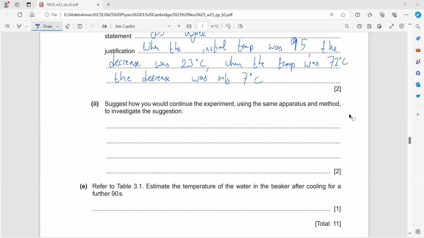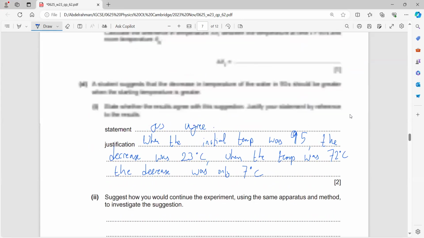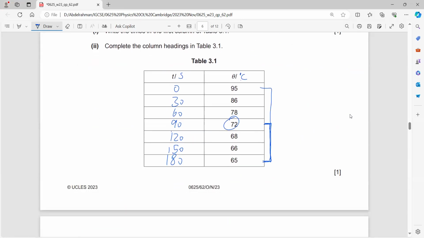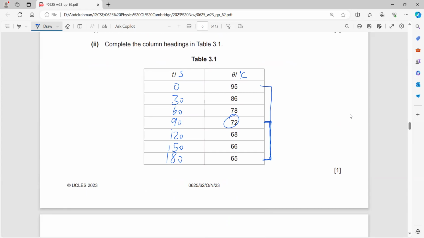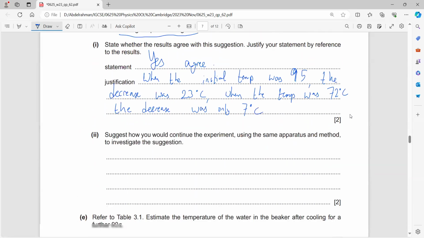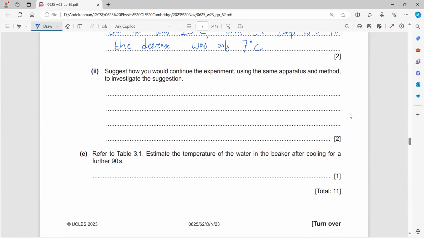Take more readings for the time. Here the time stopped at 180 seconds. Why didn't I continue and take, for example, 210, 240, 270? So increase the number of readings.